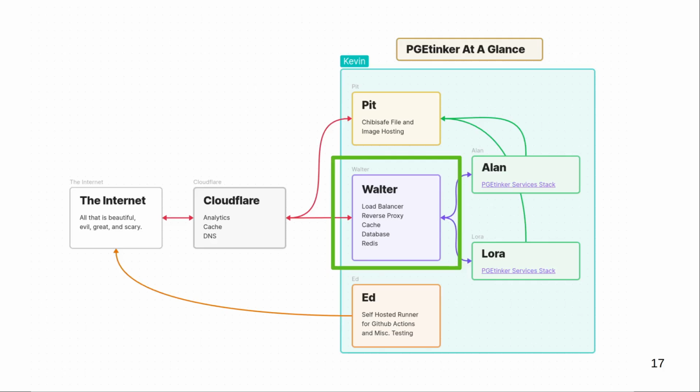Walter, in addition to the services that it provides, is the bridge between the internet and a virtual local network. This is done to isolate the application servers from direct exposure to the internet. We do this using Nginx, and it's used as a caching reverse proxy, and also functions as the load balancer between the applications hosted on Alan and Laura. We'll talk about them later.